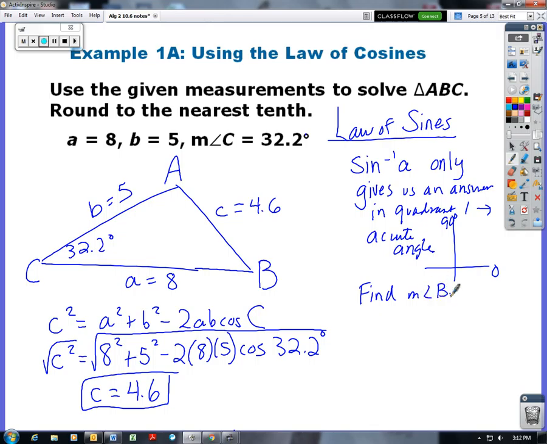So if I want to find angle B, I like my variable on top: sine of B over little b equals, and then we have to use 4.6. So we have sine of 32.2 over 4.6. And then to solve, we're going to multiply both sides by 5. And then we'll do this on the calculator.